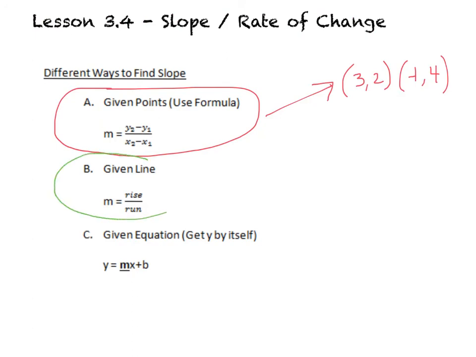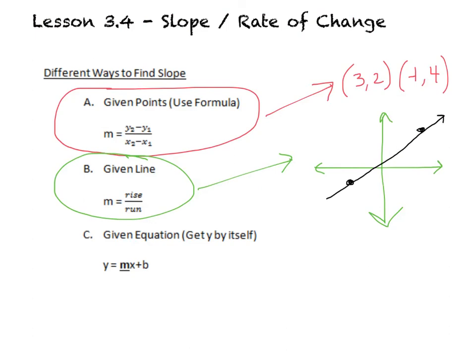Next problem, if you're given a line, so for instance, if you're given a coordinate plane that looks something like this, and they put a dot right here, and they put a dot right here, and there's a line through it, you're going to use rise over run. You're going to count up 1, 2, 3 over 1, 2, 3, 4.